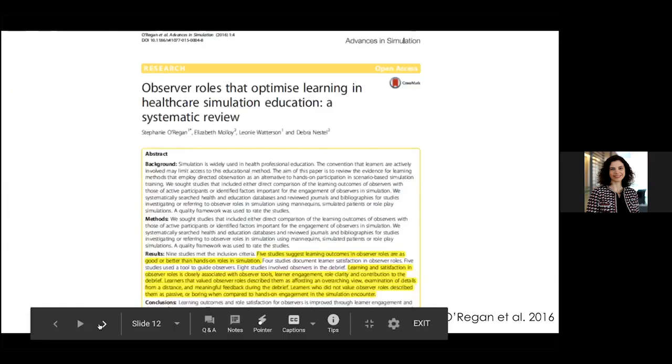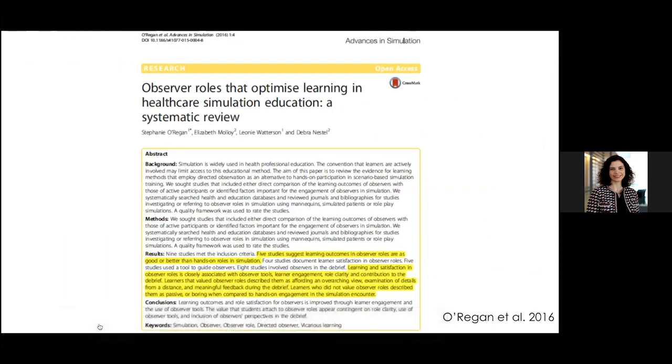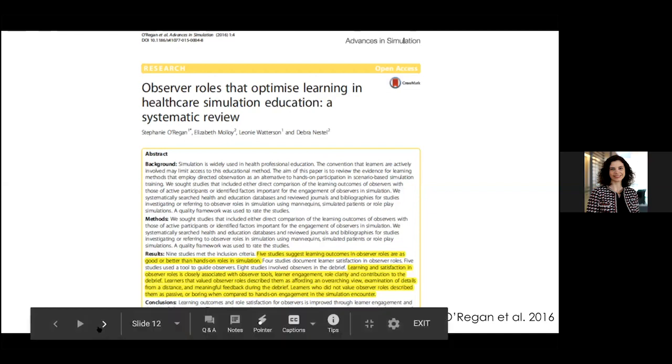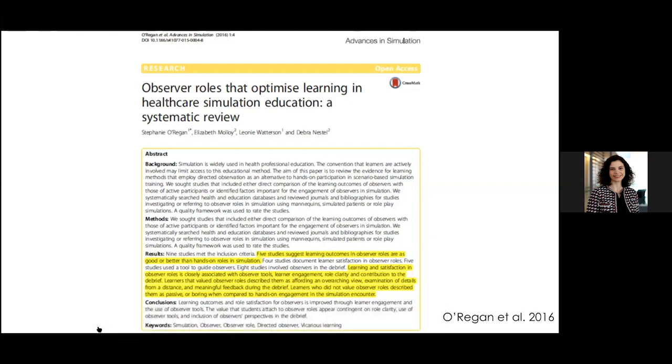This is an interesting study by O'Regan and colleagues because they summarized all of the data looking at the observer role that participants engaged in a simulation could play. They were looking at whether the position of being an observer, rather than the person engaged in a simulation, had an impact on learning. And in fact, they found that in many cases, being an observer was superior in terms of learning outcomes to being somebody who was actually engaged in the simulation activity itself. In part, that was because it created space for people to reflect on the simulation that they were observing as a whole and have conversations about what was happening.